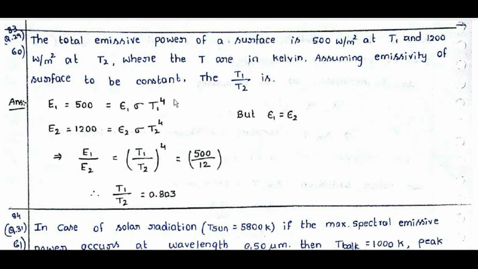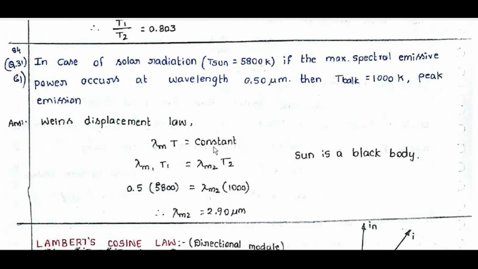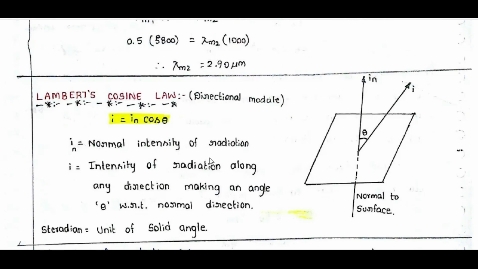T1 by T2 is directly proportional to power 4. We can use that and get it. Wien's displacement law: lambda_m times T is equal to a constant. Lambert's cosine law, directional nature: I is equal to I_n cos theta, where I_n is the normal intensity of radiation, and I is the intensity of radiation along any direction making an angle theta with respect to the normal.